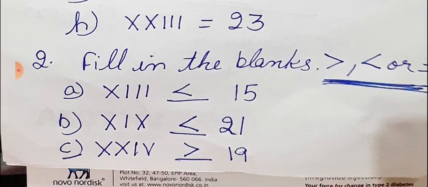Same in the C part, XXIV is 20 and 4, that is 24. Another one is 19. So which one is bigger? 24 is bigger. The Roman numeral is bigger. So the Roman numeral is greater than 19.